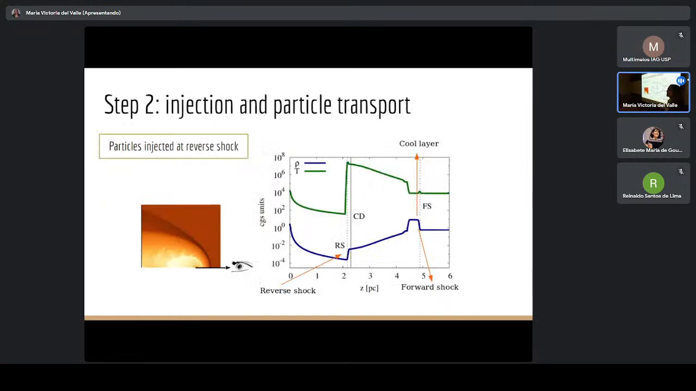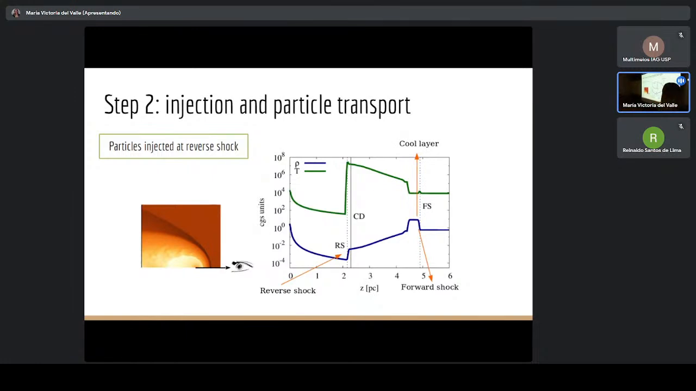So I mentioned before that we would have the formation of two shocks here. One shock, the forward shock in the interstellar medium, and the reverse shock in the wind. So if we see a cut of the simulation in this direction, we can see these profiles. This in blue is the density, this in green is the temperature, and we can see here in the temperature a big jump. This is the reverse shock, a very strong shock, and this here is the forward shock, that has a typical shape of a radiative shock.